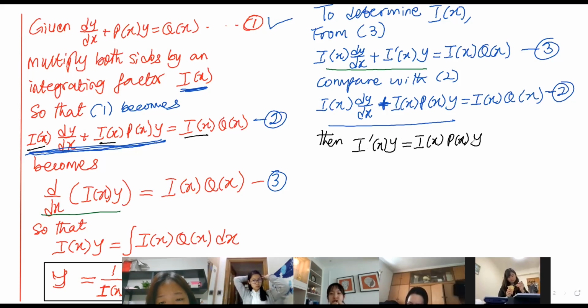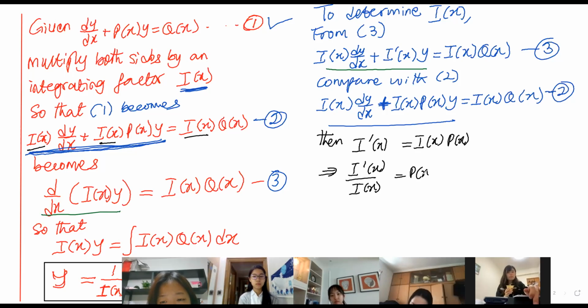No, there's no need for y, Mr. Chen. Then this must happen. Understand? This must happen. So what does this mean? The implication of this is that I'(x) divided by I(x) must actually be p(x). Yes?